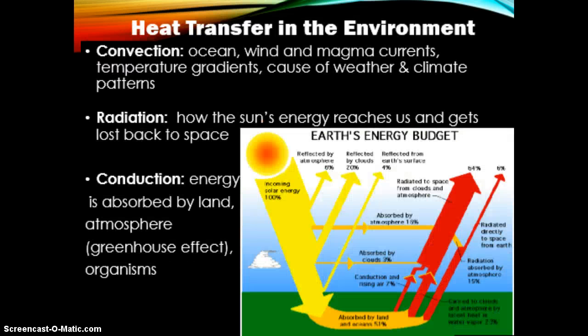In the environment, here's how this is working. Convection really drives all of our currents, our ocean currents, wind currents, even magma currents under the surface. It causes all the temperature gradients that we see, and because of that, it causes all of our weather and climate patterns. Radiation is how our sun's energy is reaching us, and it's also how it's being lost back as heat to space. And then conduction would be happening anywhere that energy is being absorbed by land, by plants, by the atmosphere, or by any other sort of organism.